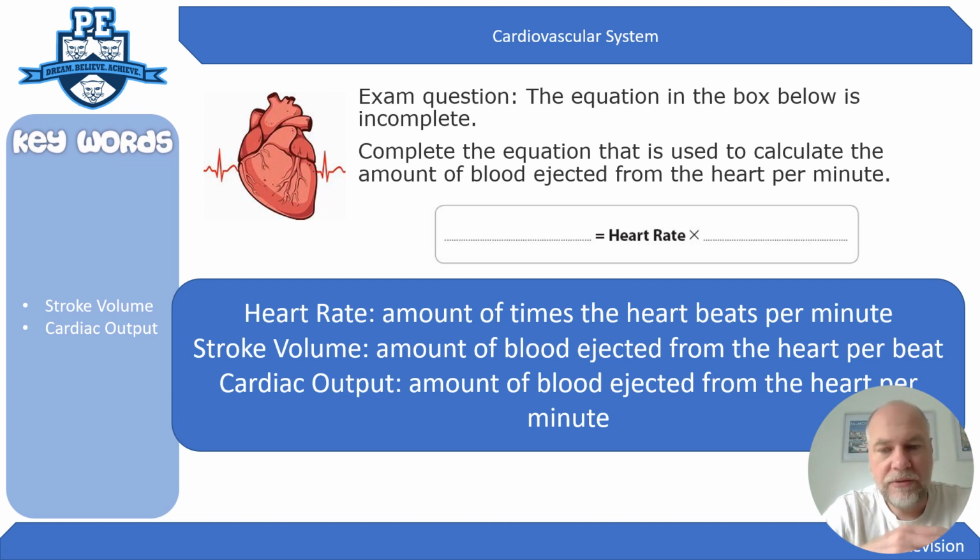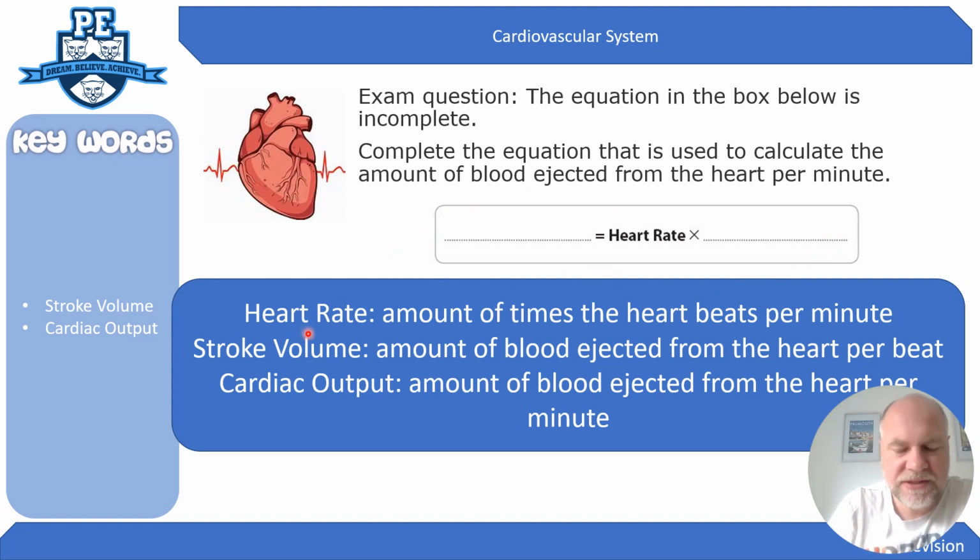The other area we need to know is called cardiac output, which is basically our stroke volume multiplied by our heart rate, and it's the amount of blood that we push out of the heart per minute. Now, if you remember, heart rate is measured in beats per minute, BPM. So our cardiac output is heart rate times stroke volume. And that's a typical type of exam question you might get, a simple 2-mark exam question.